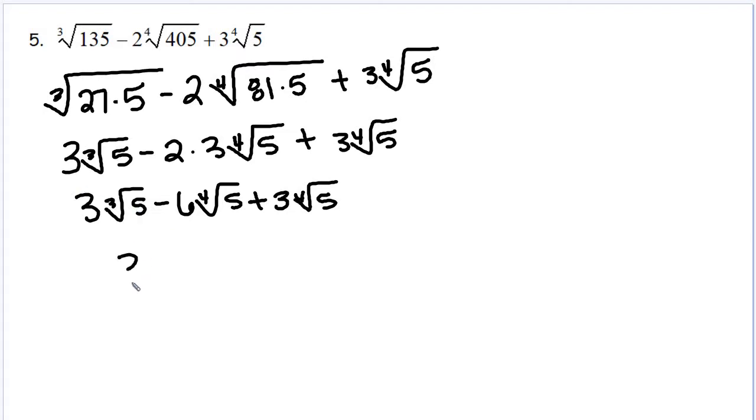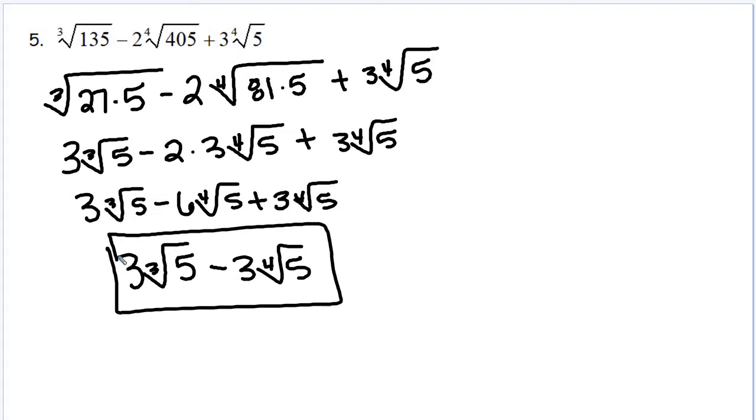Okay, so this one I can't do anything with because I don't have another cube root, and 5 is not a perfect cube, nor does it contain a perfect cube. So this says I have 6 of them. Negative 6 plus 3 would be negative 3 fourth root of 5. And that would be our final answer.